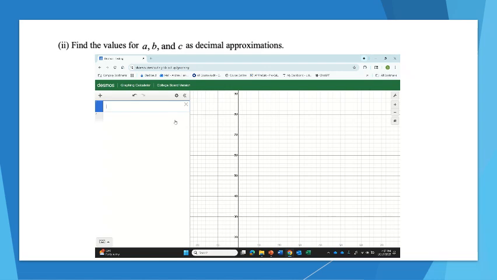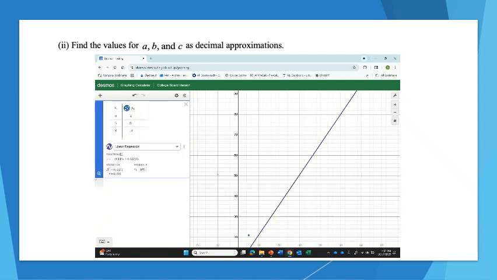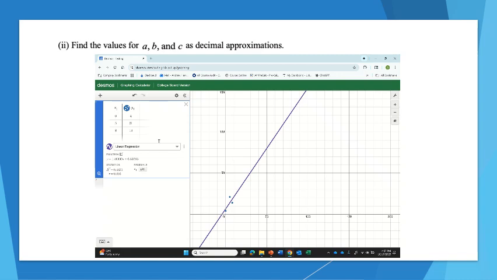Now, to find the values for A, B, and C as decimal approximations, this kind of has nothing really to do with part AI. So what we're going to want to do is do a table, enter our 3 data points, so 0, 5, and 8 as our x coordinates, and then 4, 21, and 14 as our y coordinates. Then we will add a regression. And here, based on what the story gave us, we're going to want a quadratic regression, right? That quadratic function is what they said is best modeled.